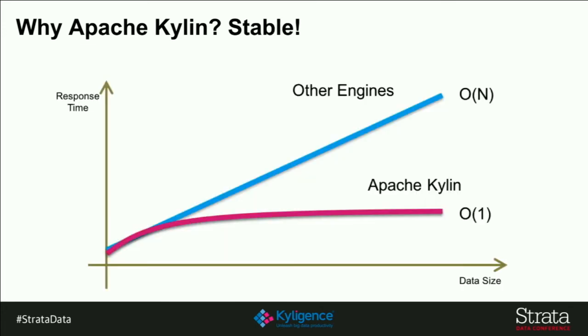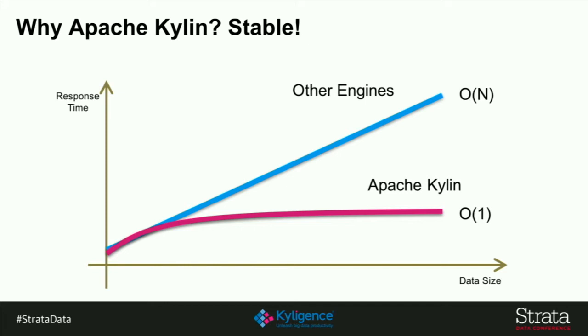Another one, we call it a stable. Think about it. If you have millions of data, you can put it in memory, so the query is very fast. But if it grows to billions or trillions, you definitely cannot put all the data into memory. And think about it, if you have 1,000 concurrency, you cannot put all the data in memory. And with the data growing, the response time will definitely go high.